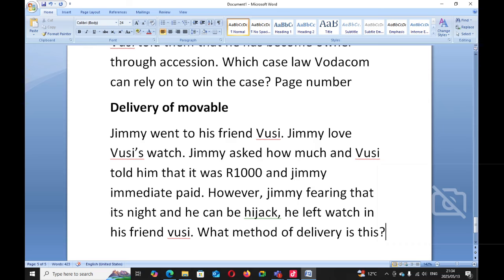What method of delivery is this? We have Jimmy went to his friend Vusi. Jimmy loved Vusi's watch. Jimmy asked how much, and Vusi told him that it was 1,000, and Jimmy immediately paid. However, Jimmy, fearing that it's night and he can be hijacked, left the watch with his friend Vusi. Which method of delivery is this?